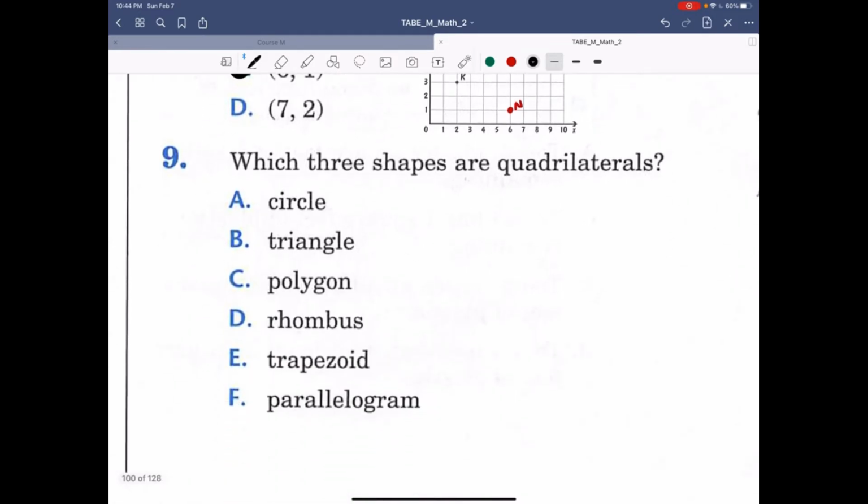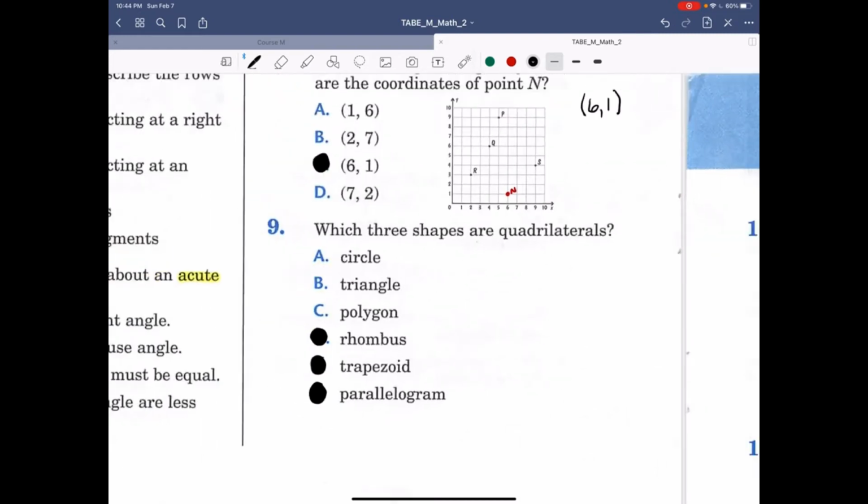Which 3 shapes are quadrilaterals? Quad means 4. So that would be a rhombus, a trapezoid, and a parallelogram. Number 9, you want 3 answers, D, E, and F.